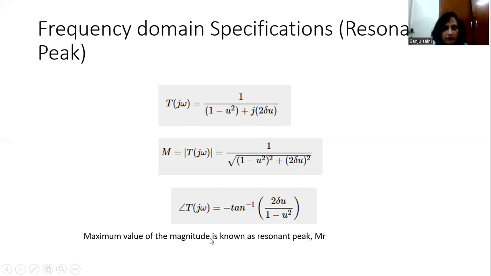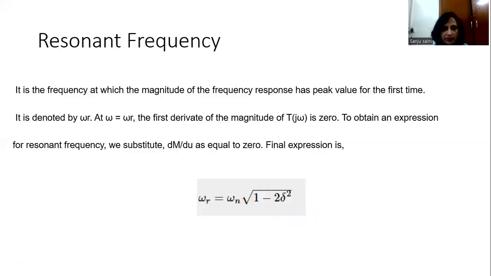Then if we take the variation of this magnitude with frequency, that will be called the frequency response, and the variation of phase with respect to the frequency will be termed as the phase response. And the maximum value of this amplitude is termed as the resonant peak, Mr. That is the first specification. Now the next specification is the resonant frequency. It is the frequency at which the magnitude of the frequency response has its peak value for the first time, and it is represented by ωr.